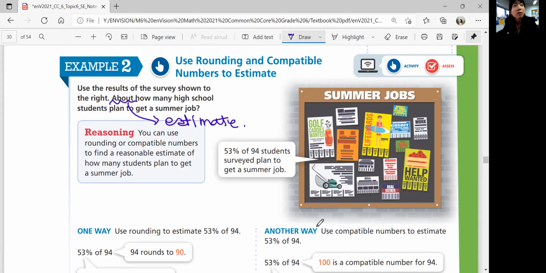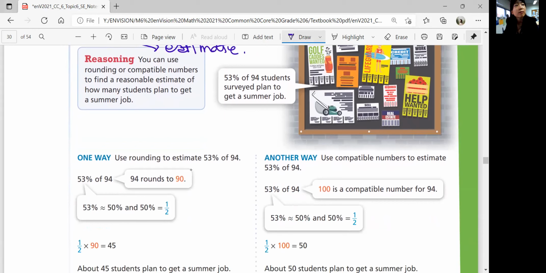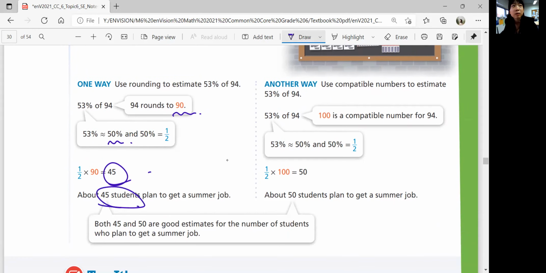So one way is to round 53% of 94. You can round 94 to 90 and 53% to 50%. And so 1/2 of 90 is about 45. You can say about 45 students plan to get a summer job.